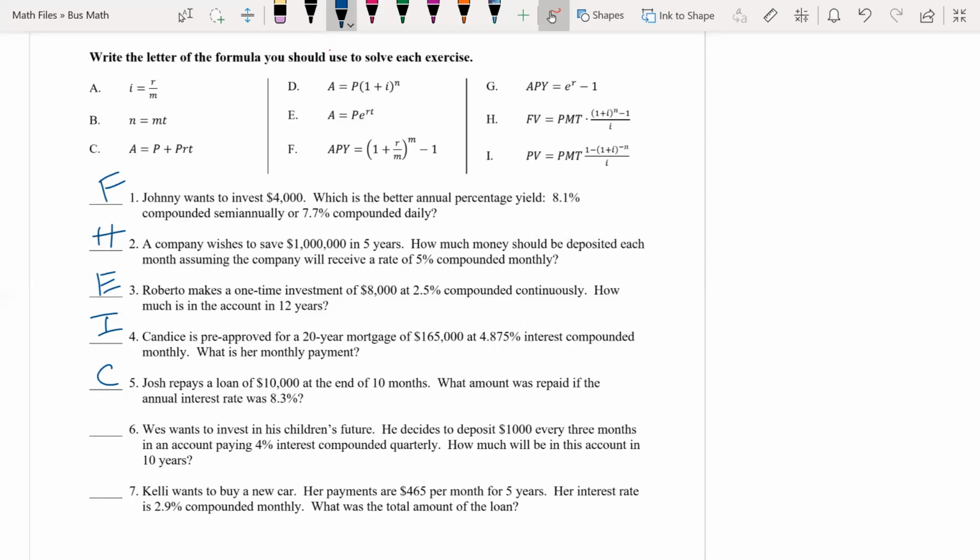Okay. Then 6. Wes wants to invest in his children's future. He decides to deposit $1,000 every 3 months in an account paying 4% interest compounded quarterly. How much will be in this account in 10 years? So here we're doing $1,000 every 3 months. So we're putting $1,000 in every time in order to have a future value of some amount. So number 6, this is going to be H.